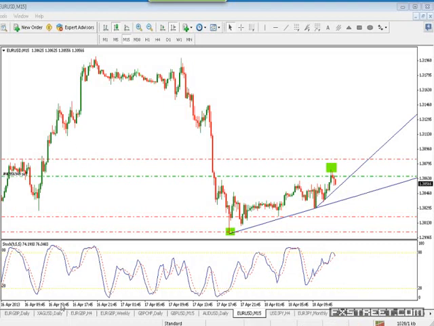Alright, Timothy says let's have a look at the 4 hour and the daily. We'll come back to that. Fib retracement.